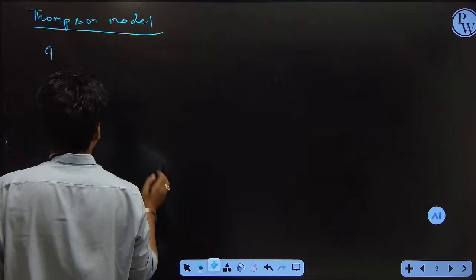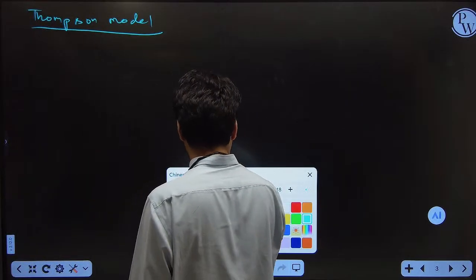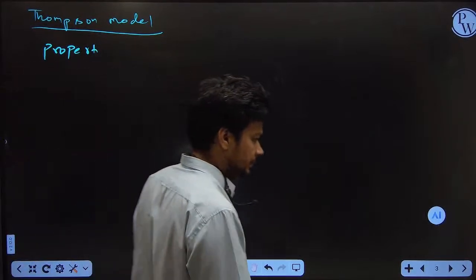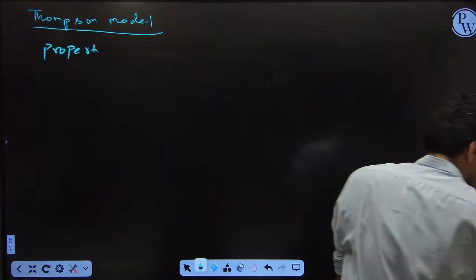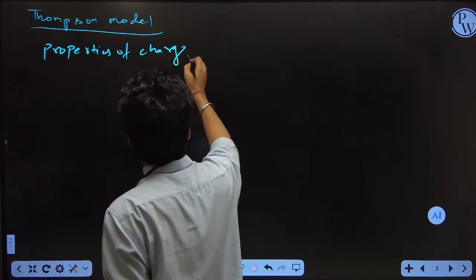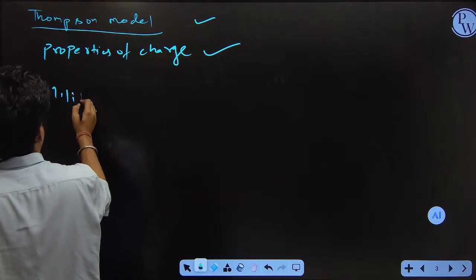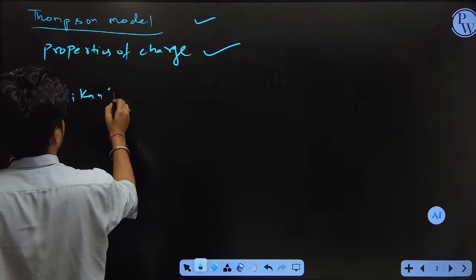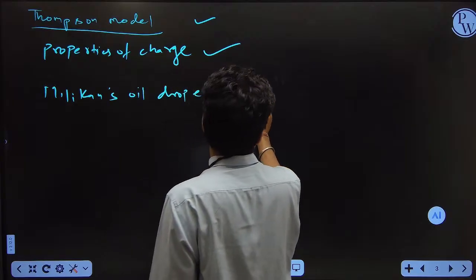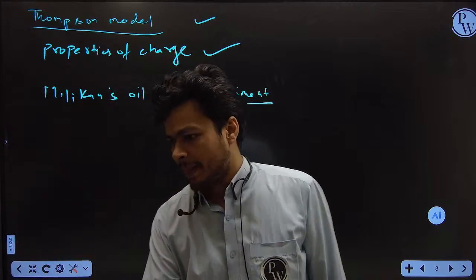No, what is this? Properties of charge. Anything else? Okay. What is the spelling? Double L. And that's it. These three things.